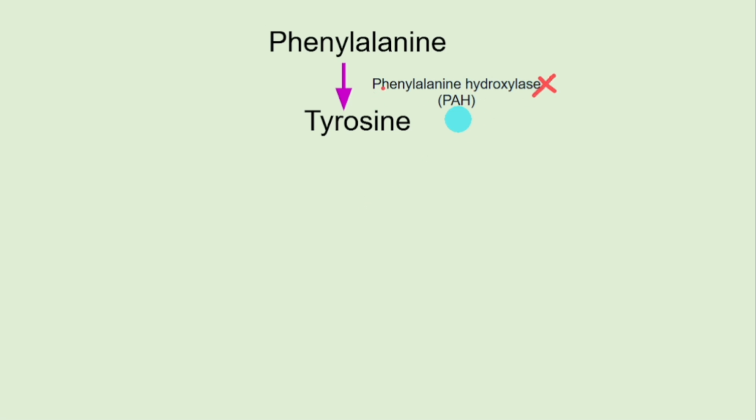So what will happen in turn? The phenylalanine concentration in the body will increase. And because this enzyme is not available, the product will not be formed. So there will be a decrease in tyrosine levels. Both will have subsequent effects on the body. Increased levels of phenylalanine affect brain activity, and therefore it will lead to mental retardation.